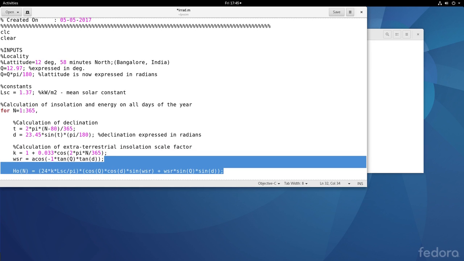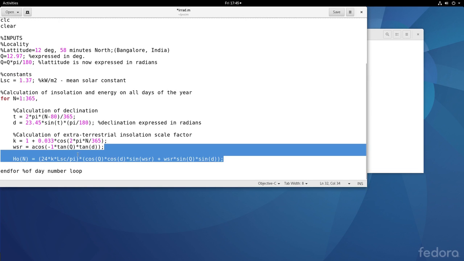This is followed by calculation of H naught, H naught for the day number n. So if it is 1, it will be H naught of 1, H naught of 2, and so on to H naught of 365. This will be an array. We use the well known equation: 24 k LSC by pi into cos phi cos delta sine omega SR plus omega SR sine phi sine delta. Now this will give you the H naught in kilowatt hour per meter square per day.